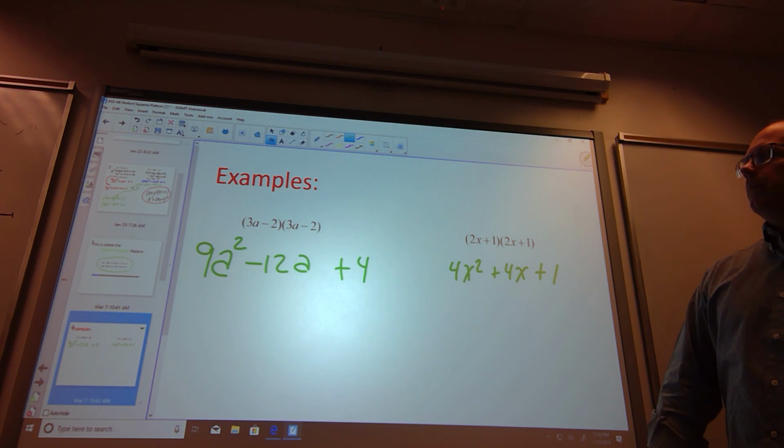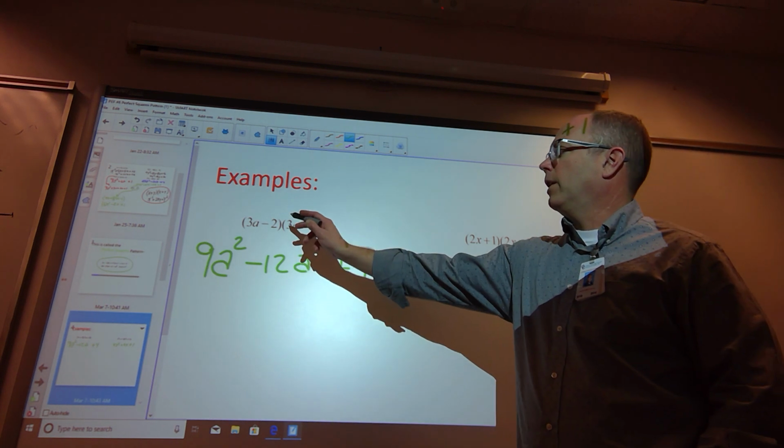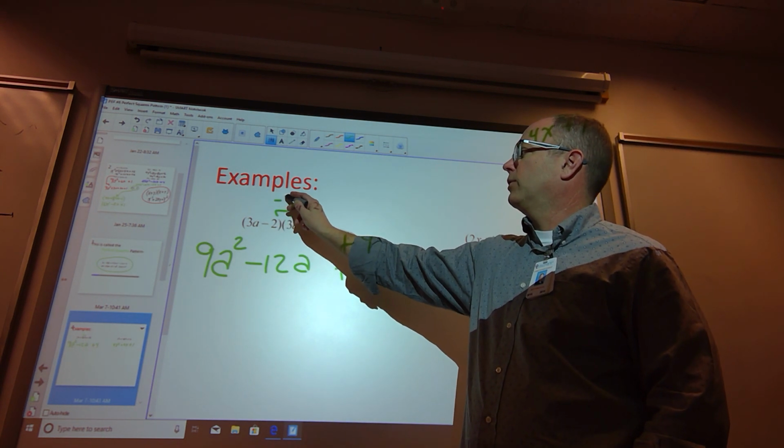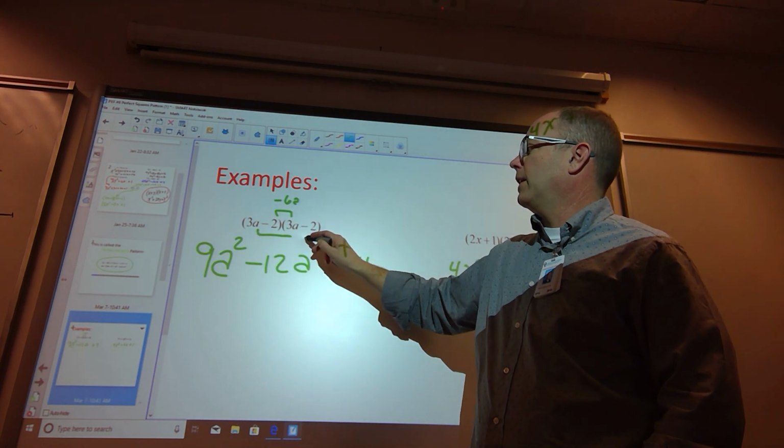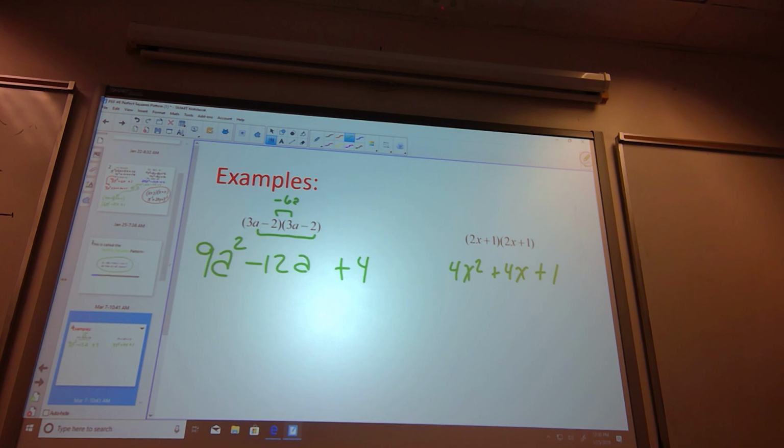Why would you get the negative 6? So here, if I multiply that, I get negative 6a. If I multiply that, I also get negative 6a. So I have two of them. If you don't see the pattern right away.